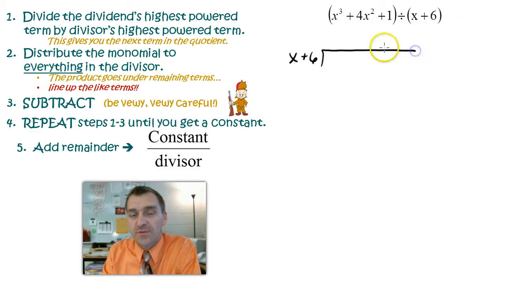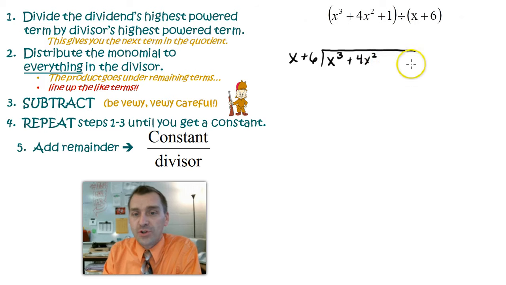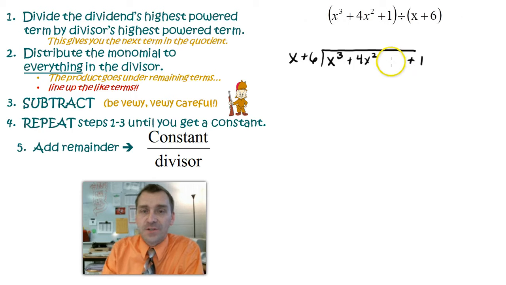And what I want you to notice, if you haven't already, check this out. There's an x to the third, an x squared, but there is no x to the first term. So you're going to need to make sure you hold a spot for that when you set this up. So I'll keep going like this. I'm going to push over plus 1. So I have a spot held here for the x to the first.